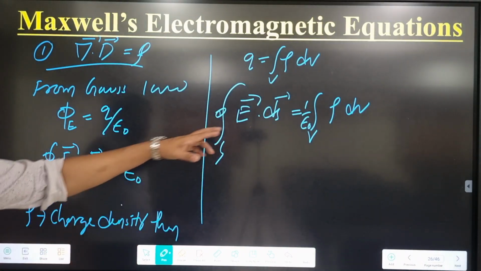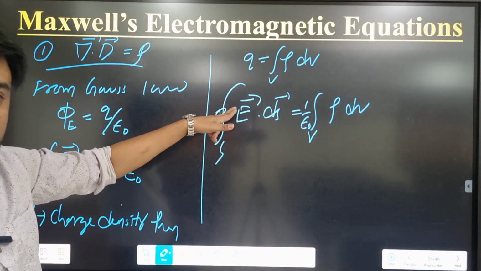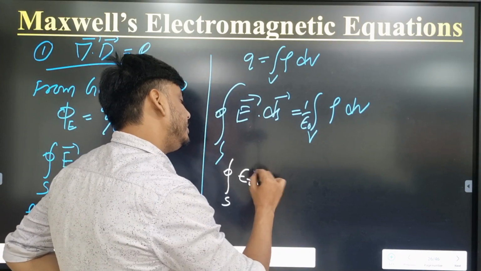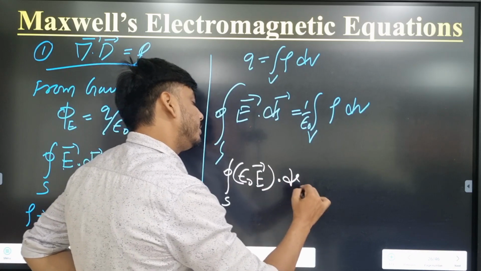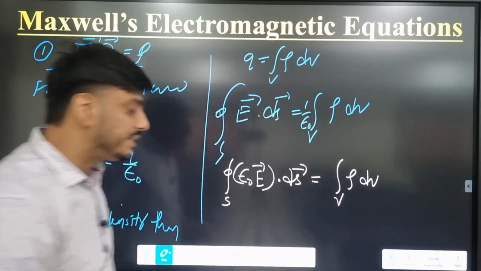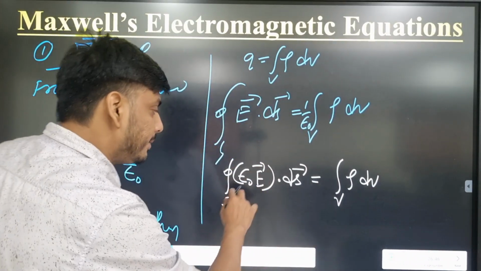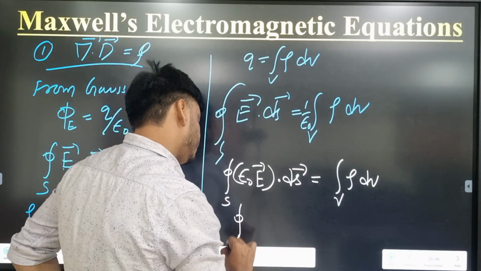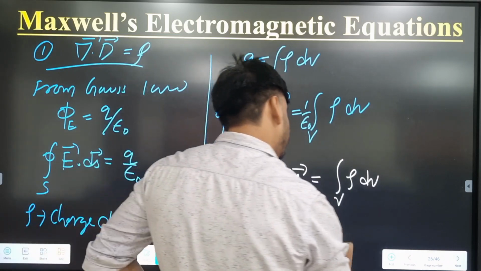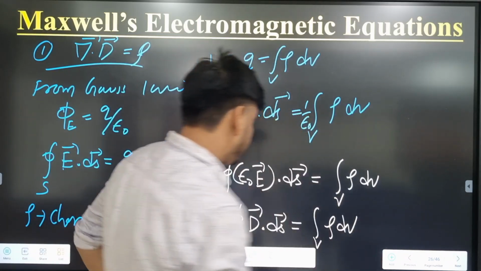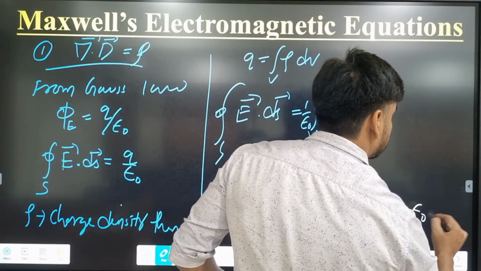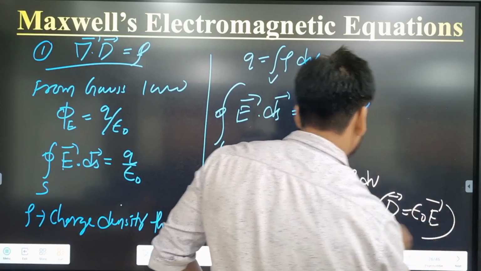Now we can take epsilon naught to this side. Clear? So if we take epsilon naught to this side, this will be the integration over S of epsilon naught E dot dS equal to the integration over V of rho dV. This is similar to Poisson's equation, and epsilon naught E is capital D, so the integration over S of D dot dS equals the integration over V of rho dV. We used here the formula D equal to epsilon naught E. Okay, clear?